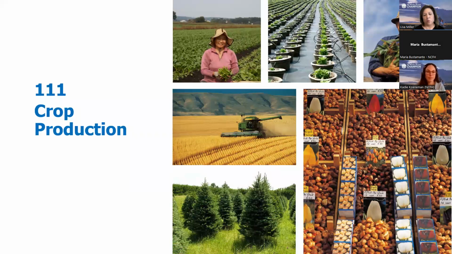So starting with 111, which is crop production, just taking a closer look at this category. This includes grains and nuts, fruits and vegetables, nurseries, and other commodities like tobacco, cotton, hops, and even Christmas trees.